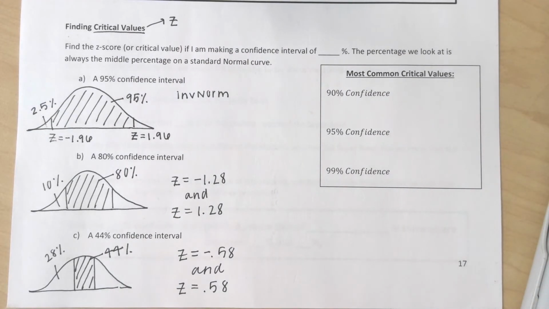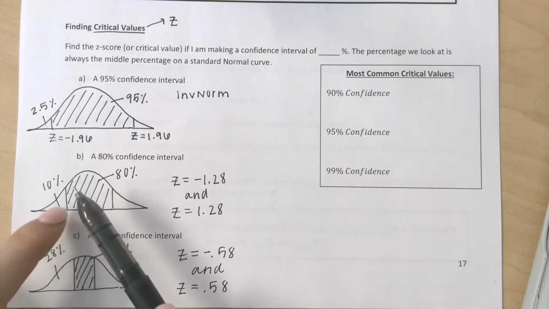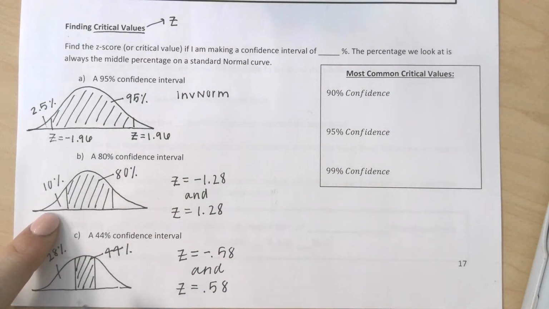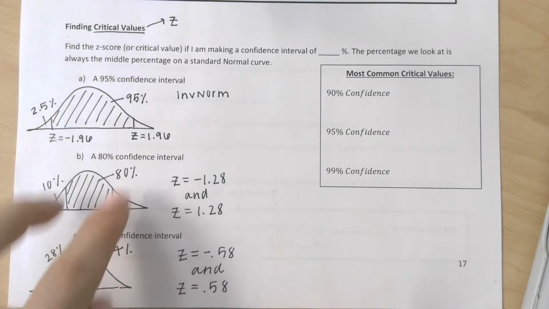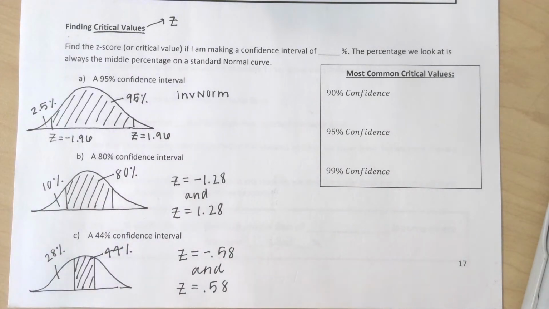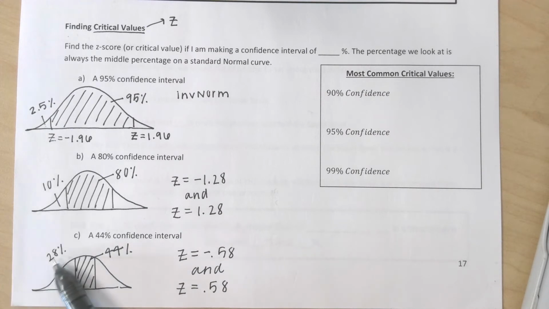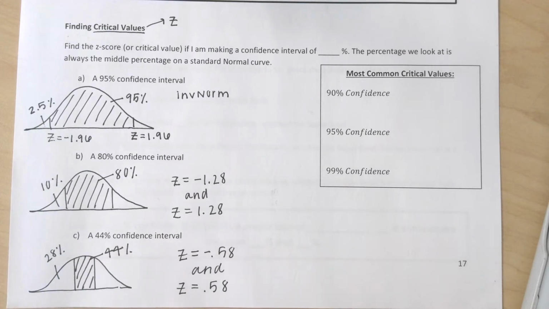All right, here are my two answers. For 80%, you're left with 10% on that one tail. So when you type in your inverse norm, make sure you're typing in 0.1 for the left, or you can do 0.8 for the middle. Should get a negative 1.28 and then also positive 1.28. 44% confidence, only 44% in the middle, so I'm left with 28% on this one tail. So I'm using 0.28 as my left-hand area. I get a z-score of negative 0.58 and positive 0.58.